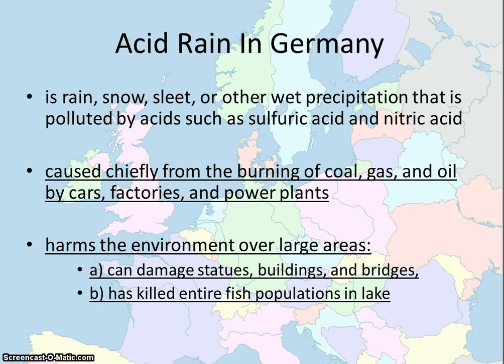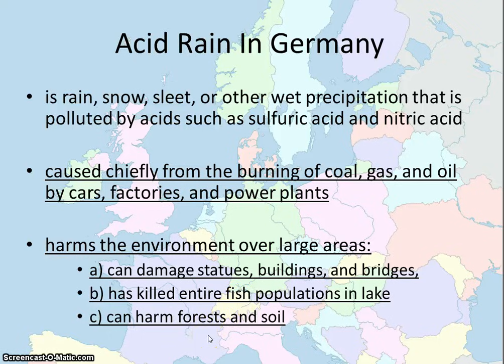Secondly, it can kill an entire fish population in lakes, depending on the amount of acid contained in those chemicals up here, sulfuric acid and nitric acid contained in the acid rain. And finally, it can harm forests and soil. And that's been a big problem in Germany because a lot of their forests have been affected by acid rain.